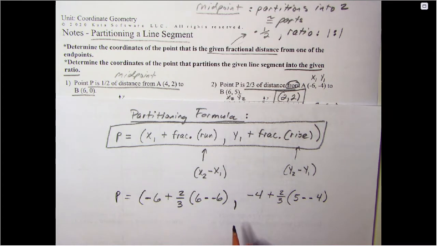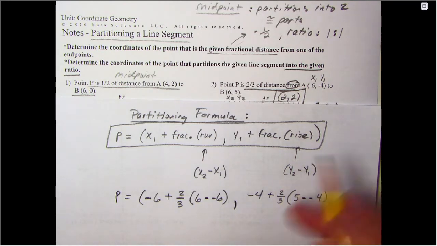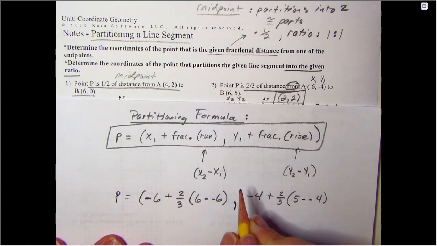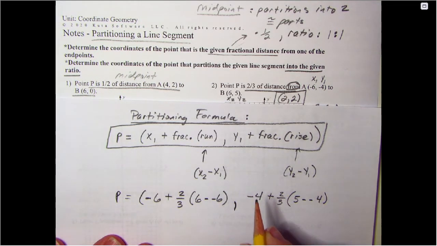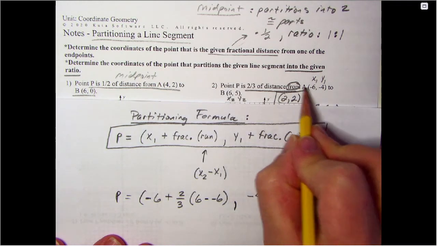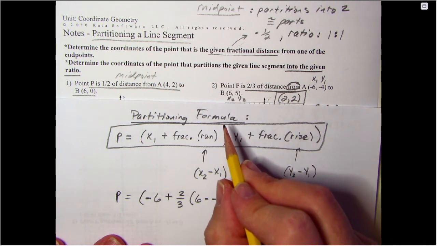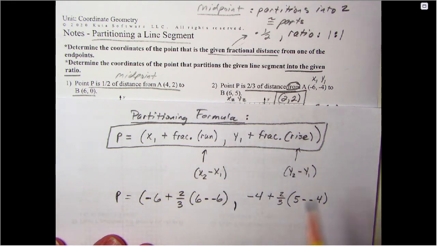Actually, the order does matter here, because if we did -6 minus 6, this would be a -12. So make sure you pay attention to the order. The order of these numbers is very important. In the distance formula, it didn't matter, but we're specifically starting at A and going towards B. We're not starting at B and going to A. All right, so pay close attention to that order. Okay, order is very important.